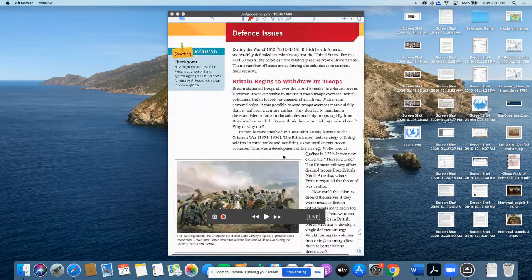Britain, you have to remember, had a big empire, and they were fighting wars all over the world. And one of the wars they were in was the Crimean War in 1854 to 1856. They actually used something called the Thin Red Line. You might remember that from grade seven.